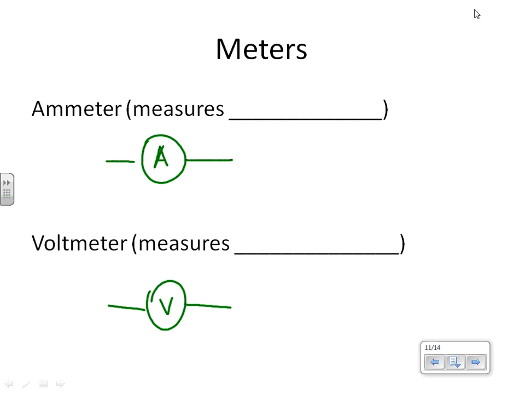So now all we need to know is what do these things measure, okay? An ammeter is going to measure current. And your voltmeter is going to measure potential. And we're going to talk more about what this means later on. So for now, that's all you need to know. I just want you to know your symbols really well.